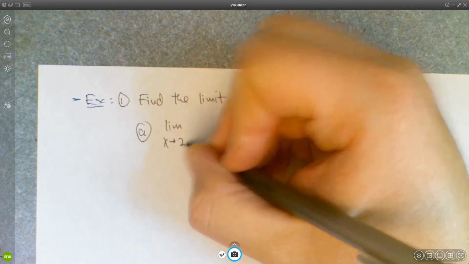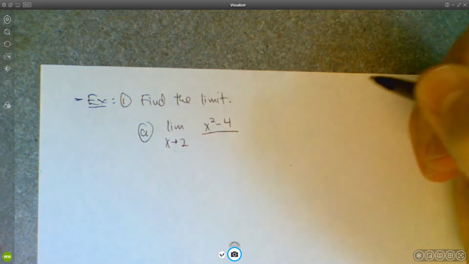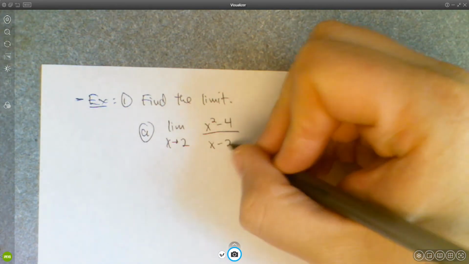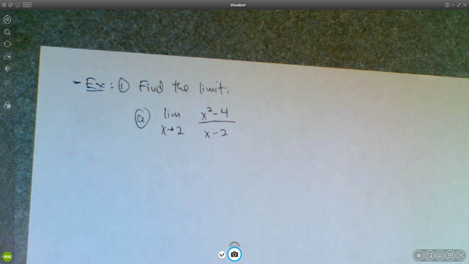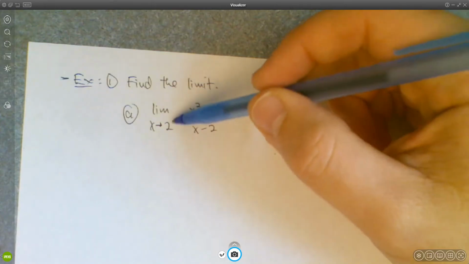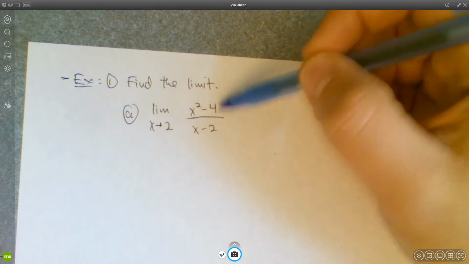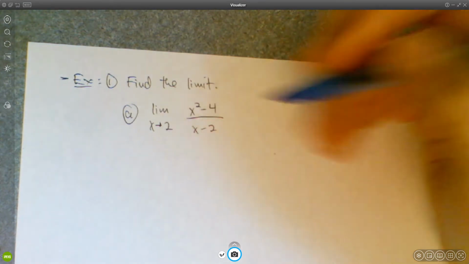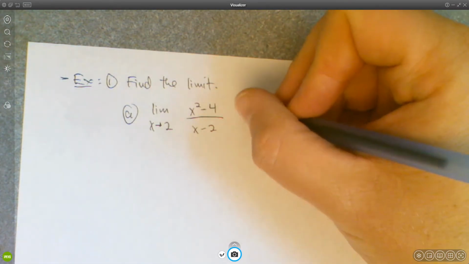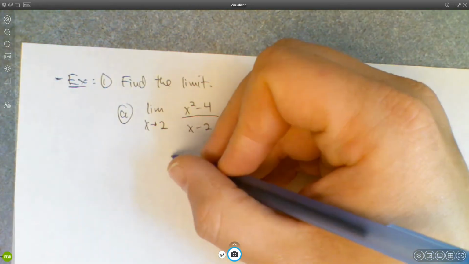Okay, let's find the limit as x approaches 2 of x squared minus 4 over x minus 2. If we try a direct substitution on this, we're going to get 2 squared minus 4, so that's 4, that's 0 in the numerator, and then in the denominator we're going to get 0, right? So this is an indeterminate of the form 0 over 0, and that means L'Hopital's rule applies. So we can apply L'Hopital's rule to this.